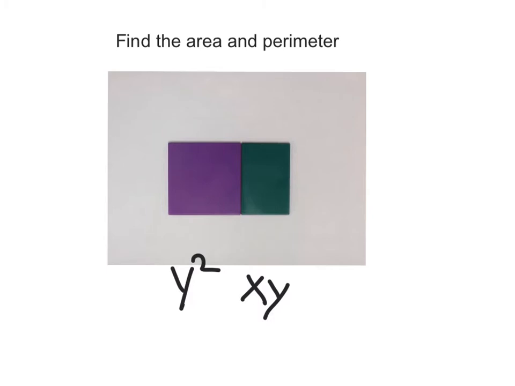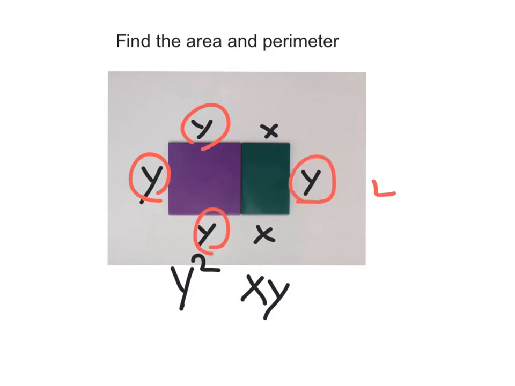Okay, so here we have, oops, get my pencil. This is a y, this is an x, this is a y, this is an x, this is a y, and this is an x. Oh, sorry, wait, that's a y. Okay, yes, so now it's correctly labeled. So the perimeter would be all the sides added up. So we got 1, 2, 3, 4y. And then x plus x. So the perimeter would be 4y plus 2x. And we would just write that expression to represent perimeter.